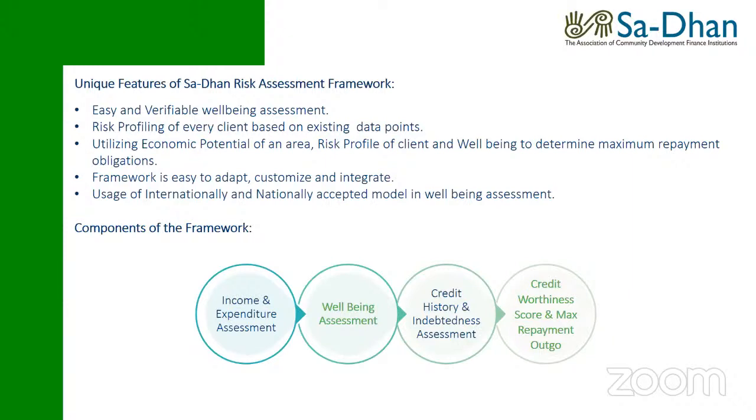So these two data sources, these two assessment indicators have taken. We have some of the indicators, and we have designed the tool. So the overall framework is like this. The final output would be the creditworthiness score of a client and the maximum repayment outgo, and we will also know the well-being category of the client. These two are the major outcomes of the tool, wherein the income and expenditure assessment and credit history and indebtedness assessment will be the inputs, which would give the final results.